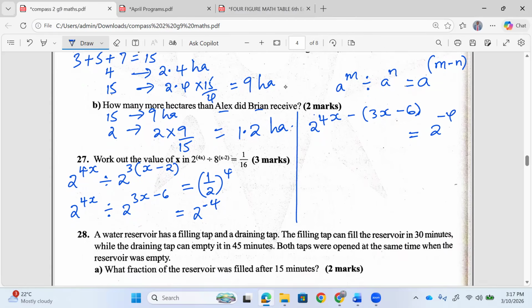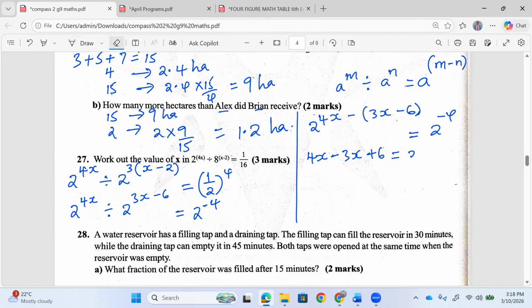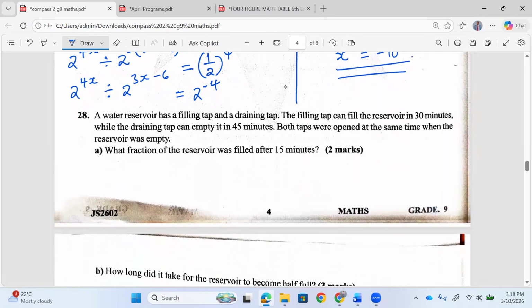So you can now equate the powers since the bases are the same. So 4x minus 3x, and this becomes positive 6 equals to negative 4. We are equating the powers. So we group terms together. 4x minus 3x becomes x. Negative 4 plus 6 now becomes negative on this side. So negative 4 minus 6 becomes negative 10. So the value of x is negative 10.